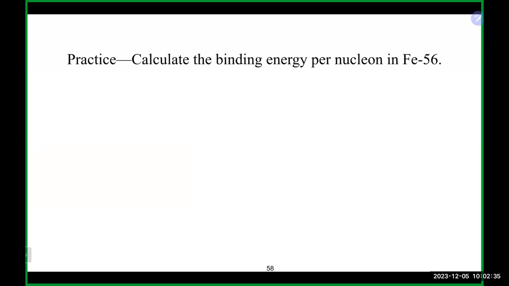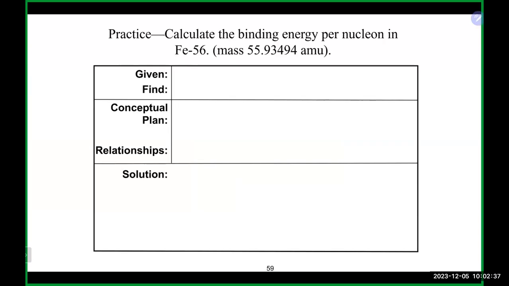Example, I think, to wrap this type of stuff up. Calculate the binding energy per nucleon. You could do mega electron volts per nucleon. For iron 56, the atomic mass is 55.93494. And that is lucky 26 on the periodic table.